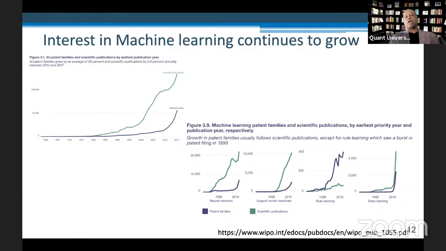So these were some charts I pulled from the WIPO website. And you can see areas like neural networks, support vector machines, rule learning, deep learning, these are growing areas, and a lot of companies are now increasing their contributions towards building IP, but also fortifying their patent portfolios by building applications and then filing for patents.